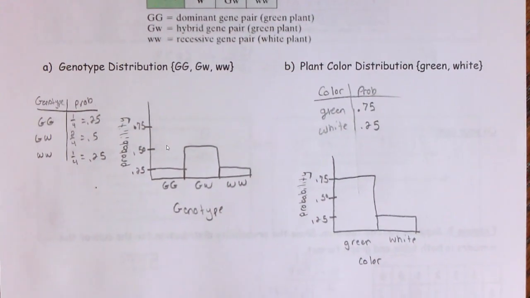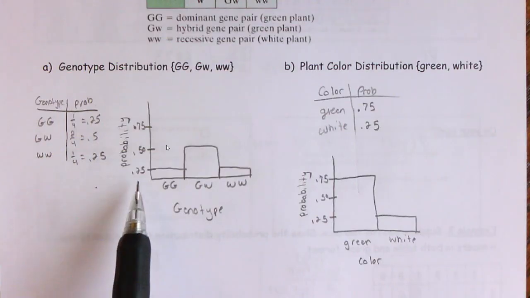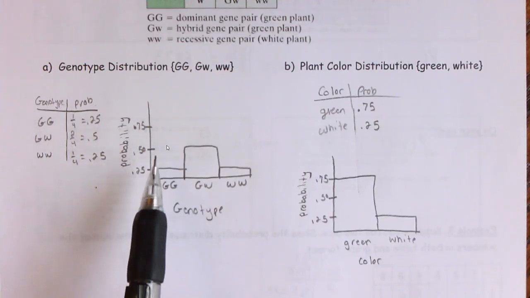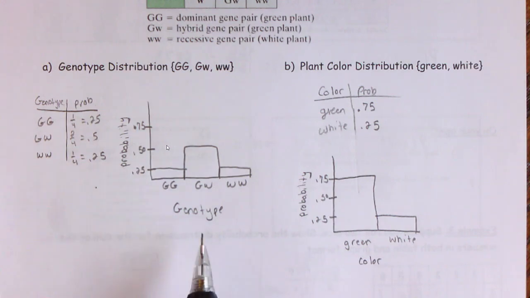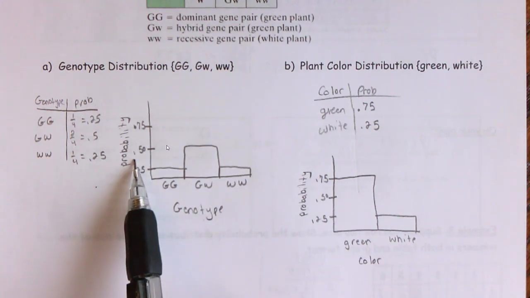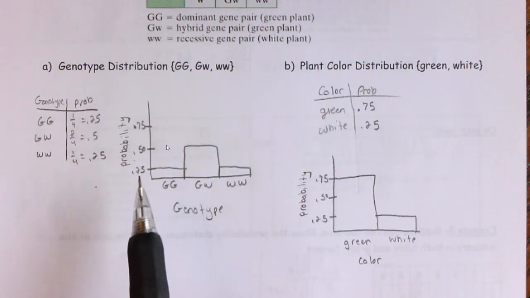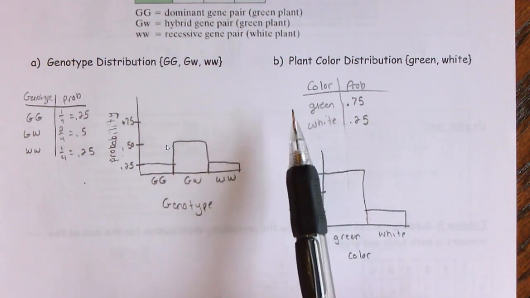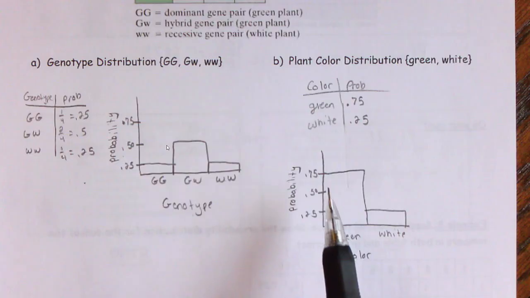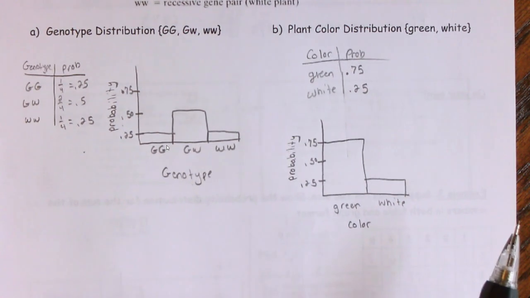Okay, so for the genotype, I did make a probability distribution just so I would know what the side axis is. So again, make sure you label them genotype and probability. There's 3 different genotypes, and then I listed the probabilities up the side. For the color, there's only 2 different colors, and then I listed the probabilities up the side. So this is 2 ways to display the same data.